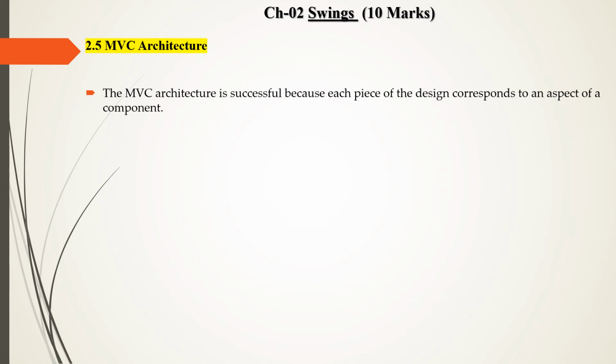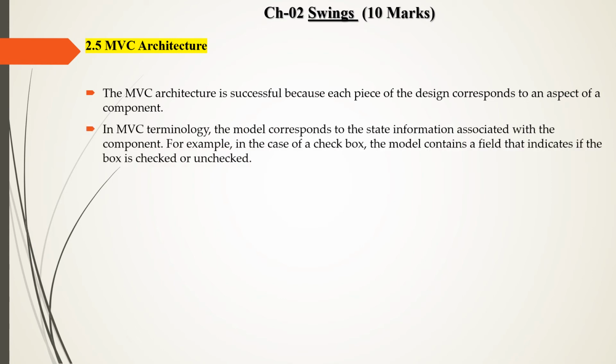Next, the MVC architecture is successful because each piece of the design corresponds to an aspect of the component. In MVC terminology, the model corresponds to the state information associated with the component. For example, in the case of a checkbox, the model contains a field that indicates if the box is checked or unchecked. It is the same example that we saw on the previous slide.